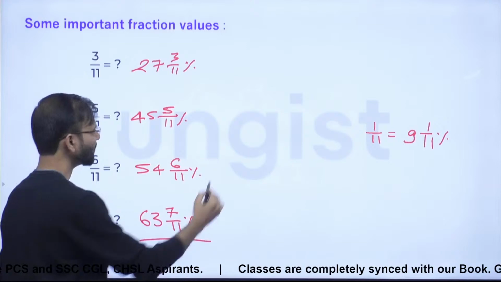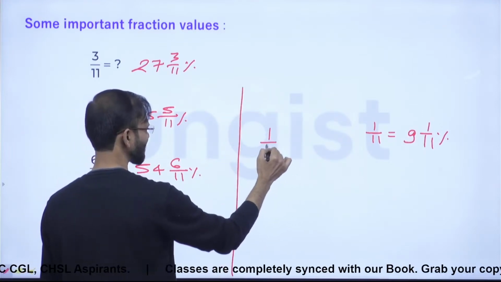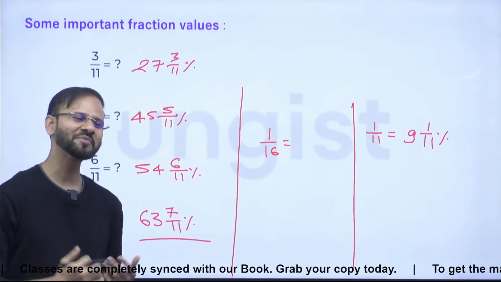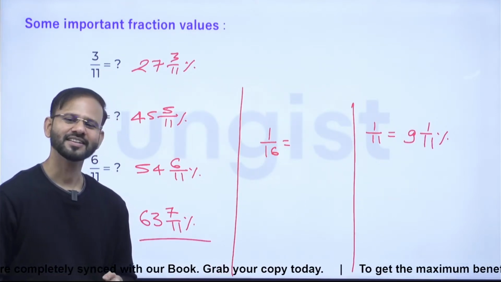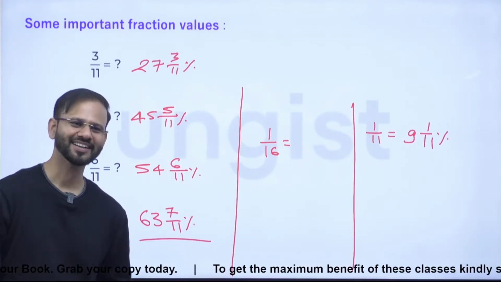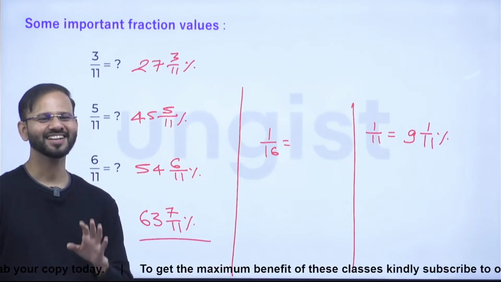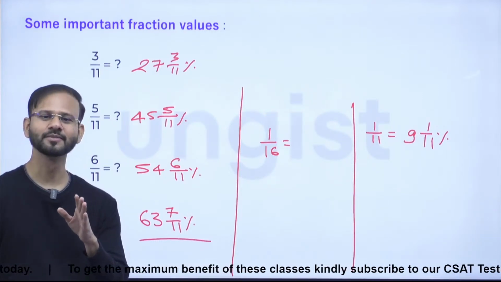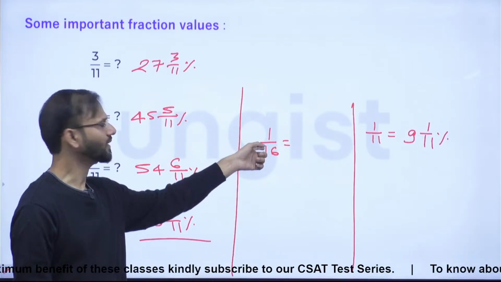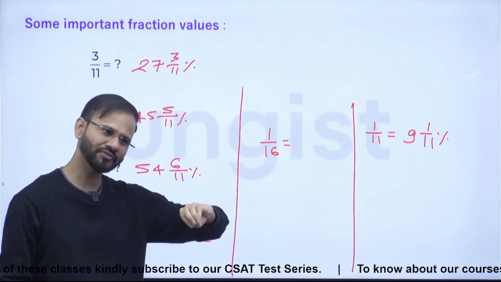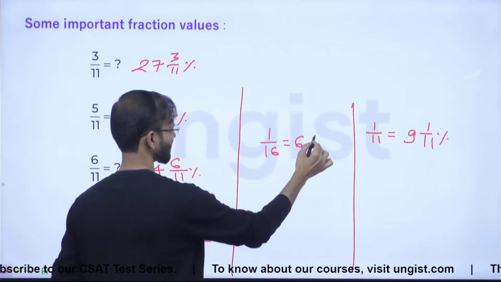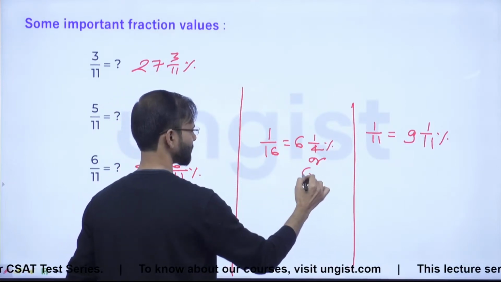Okay, everyone. Tell me, randomly, what should 1 by 16 be? Yes. What should be the value of 1 by 16? 64 by... 64 by what? You are thinking in the right direction. Yes. It is half of 12.5, right? Guys, this is half of 12.5. So this is 6.25 or 6 1 by 4. 6 1 by 4 or 6.25, right? So this is 6 1 by 4 or 6.25.